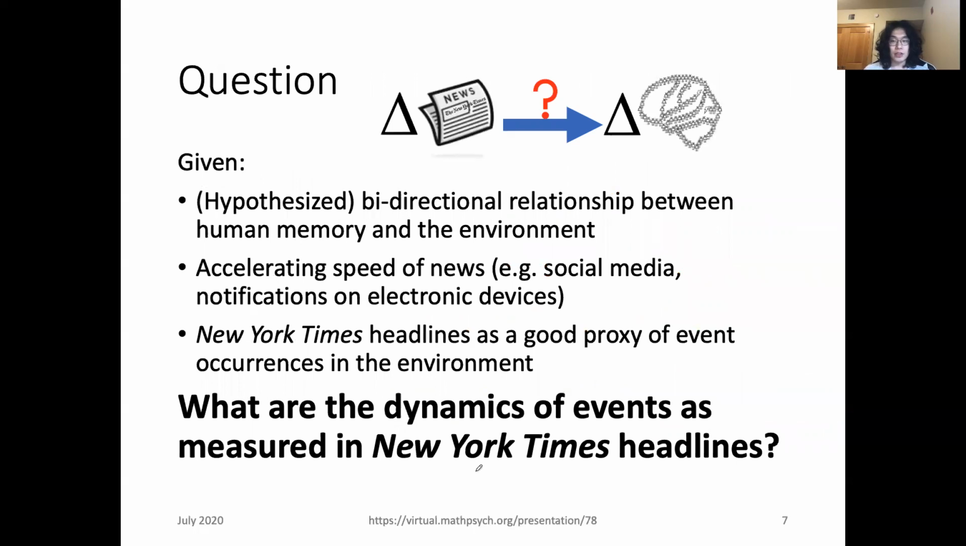So to summarize what I covered so far, we have a hypothesized bidirectional relationship between human memory and the environment. An accelerating speed of news, for example, live updates on social media and app notifications on our smartphones, and a great data set, New York Times headlines, as a good proxy to help us uncover potential changes in human memory. We really need to start understanding the dynamics of events as measured in New York Times headlines. So this is our main research question.